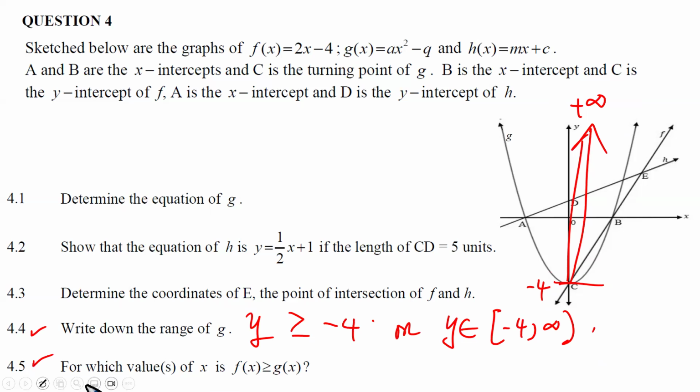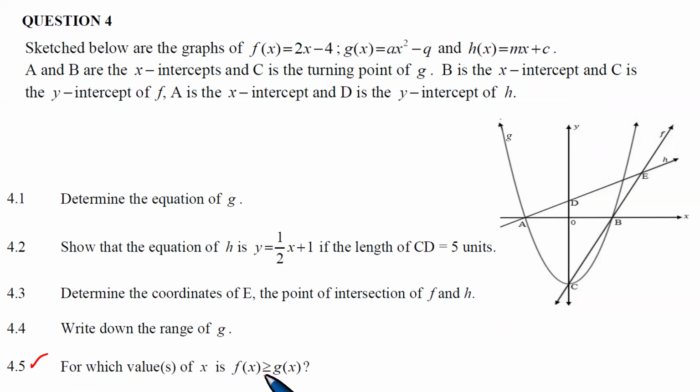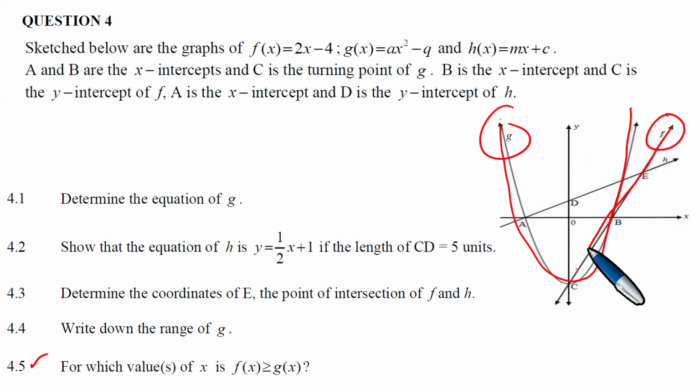Then in 4.5, they are asking for which values of x is f of x greater or equal to g of x? So we look at that question. For which values of x is f above g? G is the parabola. If g is this one here, the parabola, and f is this one here, where is f above g?